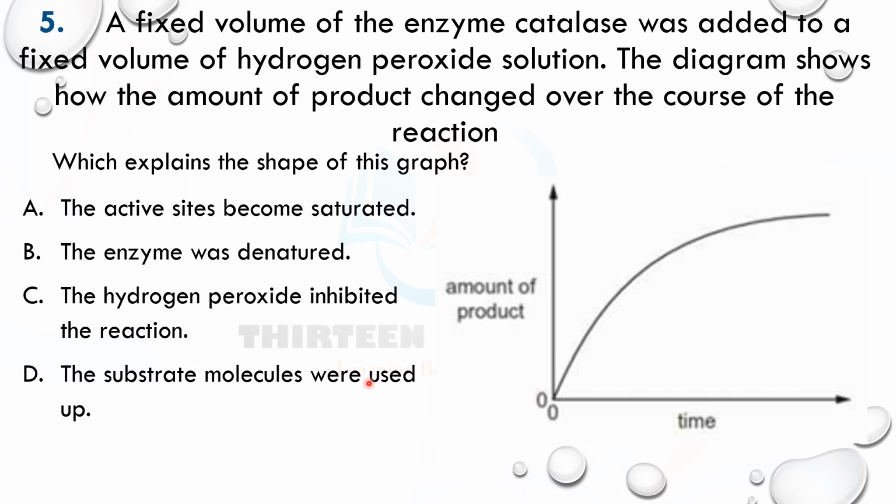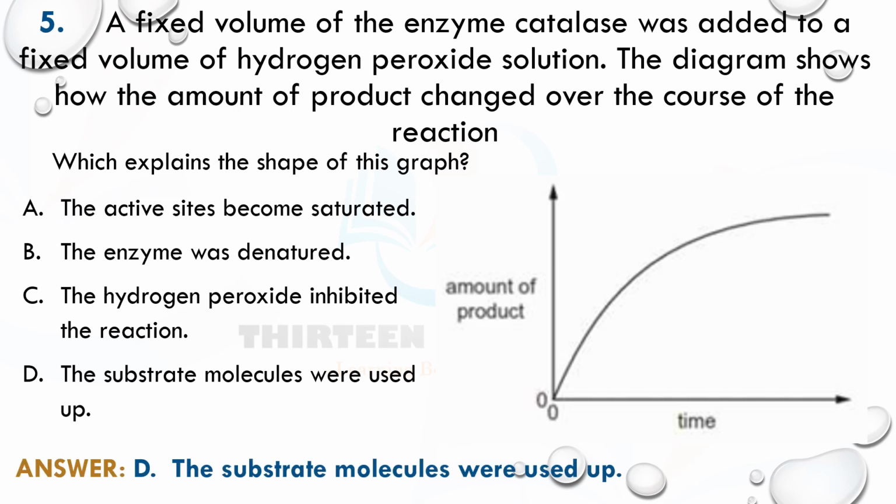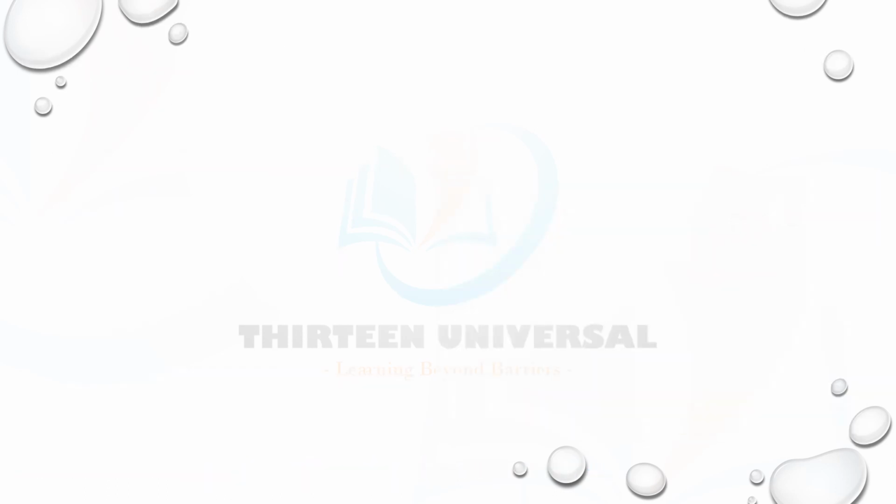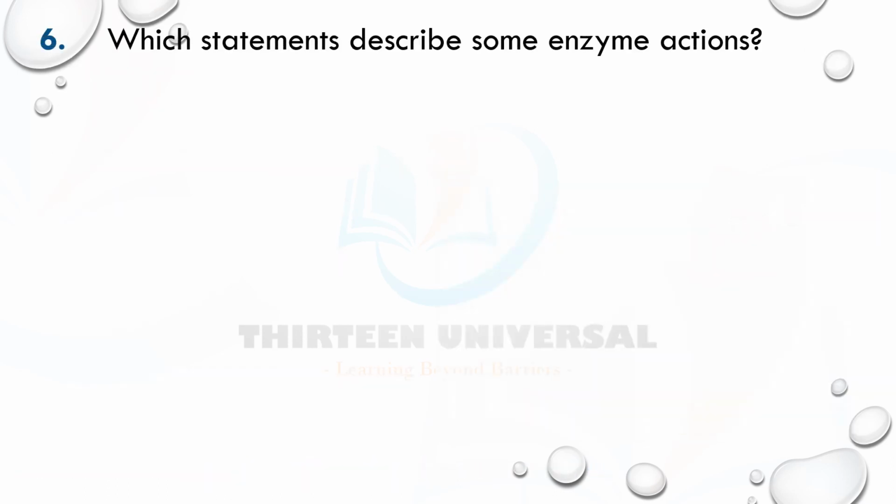The substrate molecules were used up exactly as the reaction continues. You see, product concentration is increasing, substrate is decreasing. So when the substrate molecules are used up, it levels off, okay. So what do you think is the answer? Of course, it is D.